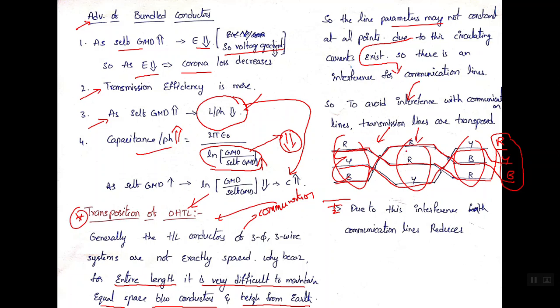But nowadays they are not using transposition. Why? Because there is no interference with communication lines. The communication lines may not be taken as overhead; in most cases they use underground lines with OFC, optical fiber cable. There is no interference with communication lines nowadays, so that's why we are not observing transposition in the present situation.